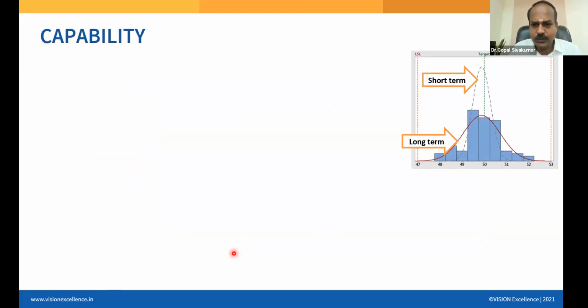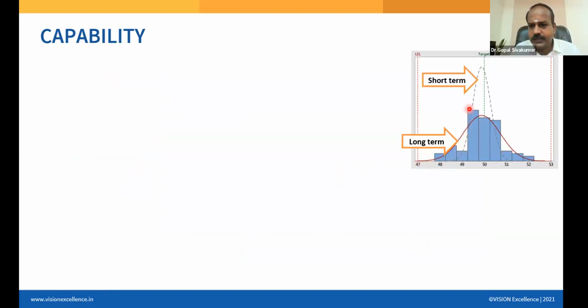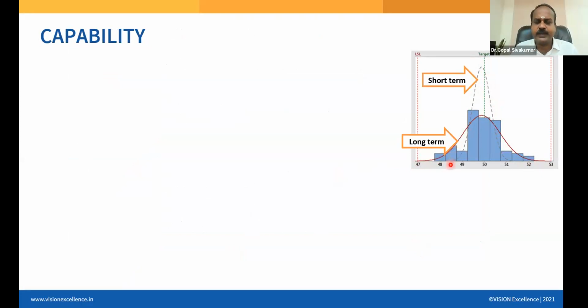Hope so far is good, right? Clear? See here, there is a process you are running, and your process is running like this, the dotted line. Can you see that? The dotted line is how your process is running. But when I calculate PP and PPK, the PP and PPK are smaller compared to the CP and CPK. That is giving me a clue that in the long run, my process spread can be much higher than what I'm seeing currently. And so the red color curve is also drawn. You can see here, the red color curve.